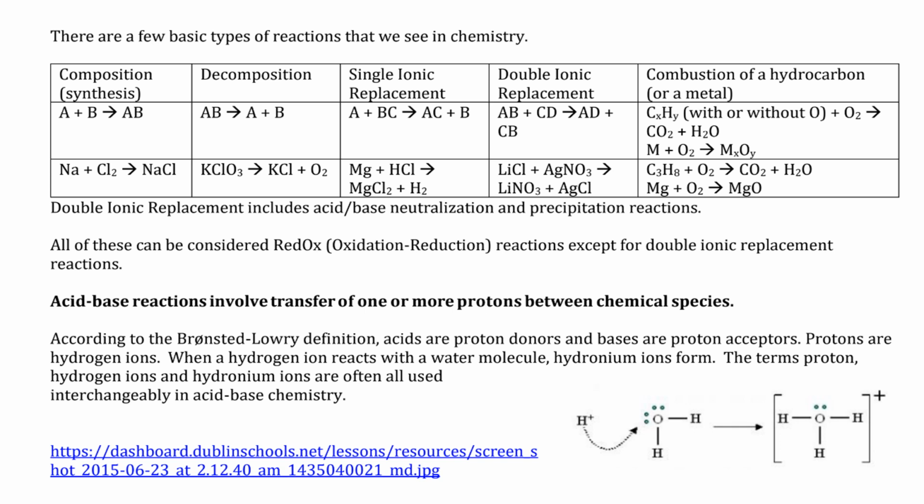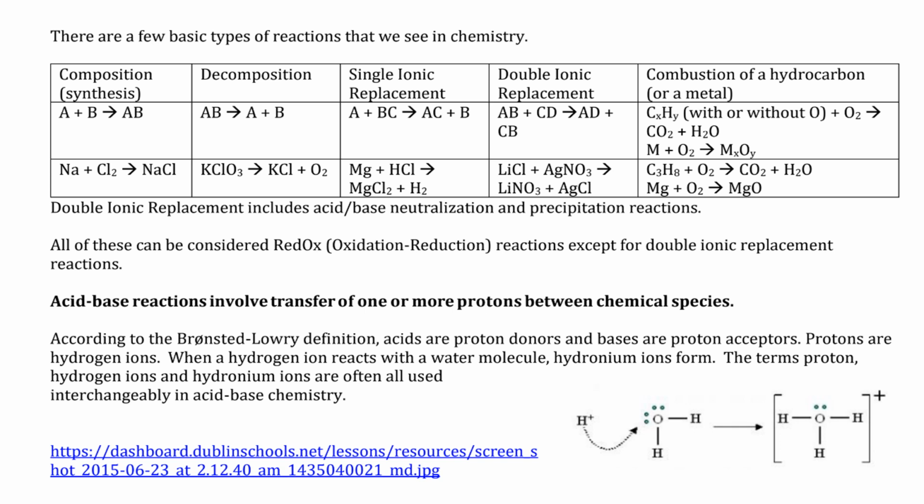Neutralization means an acid and base react together and form a salt and water. And then precipitation means you produce a solid after the reactants interact, and one of the other products goes into solution. All of these can be considered redox or oxidation-reduction reactions, except for double ionic replacement ones, and we'll look at that in a bit.